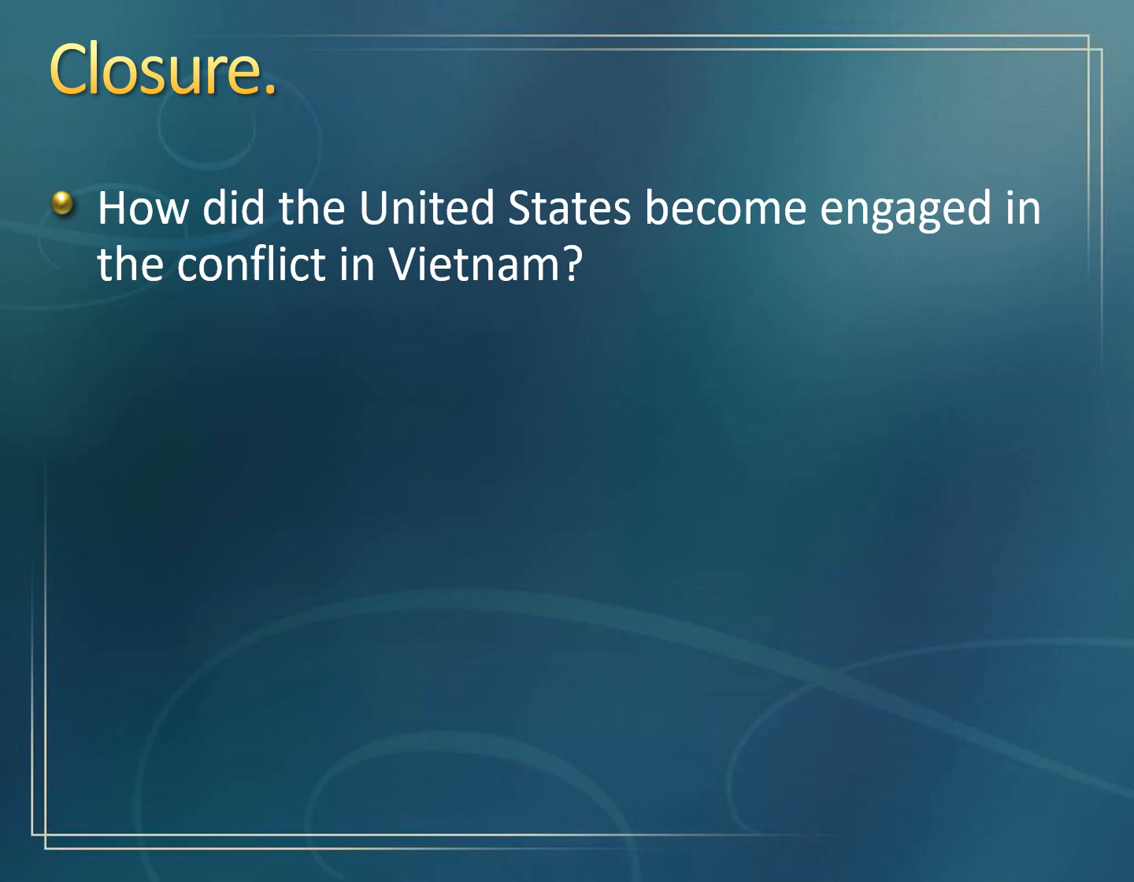Alright, so our closure. How did the United States become engaged in the conflict in Vietnam? Think about the different presidents, starting with President Truman, President Eisenhower, President Kennedy, and then finally President Johnson. Think about how the United States gradually, eventually became involved in sending troops into Vietnam. And then next week, we'll take a look further at how the United States became really involved in the war in Vietnam and the trouble it's going to cause at home as well.